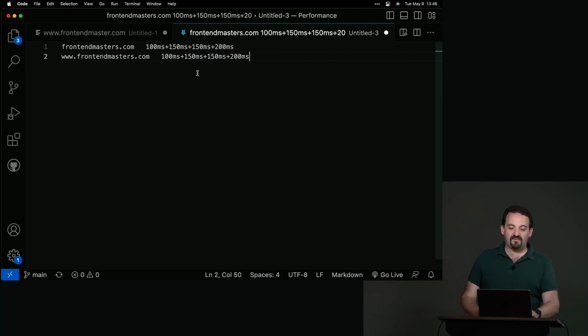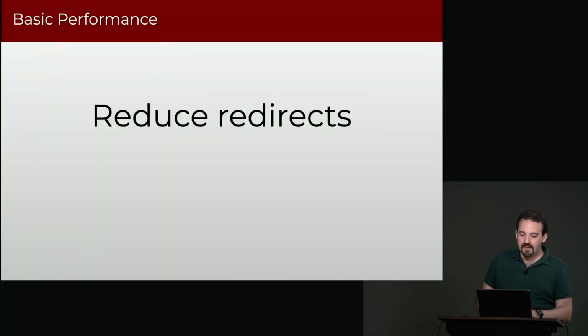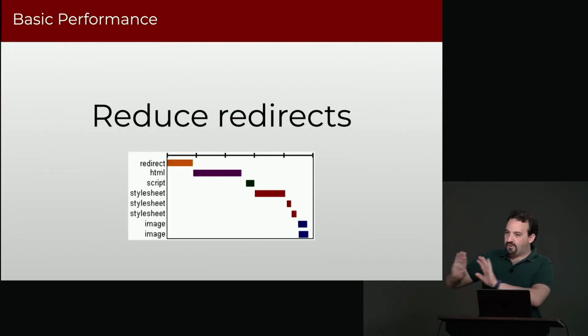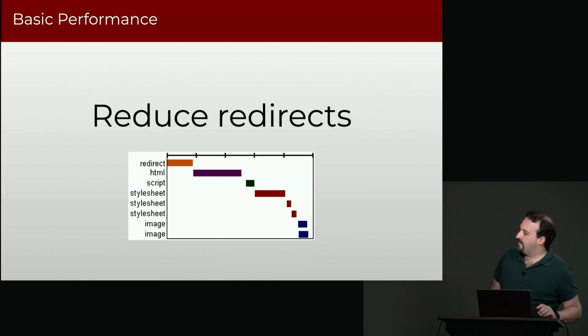So we need to avoid redirects as much as possible. And the redirect looks like this. The redirect is pushing all your diagram to the right, and with that, all the metrics. Does that make sense?